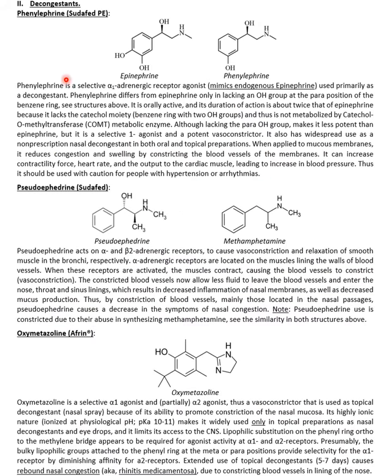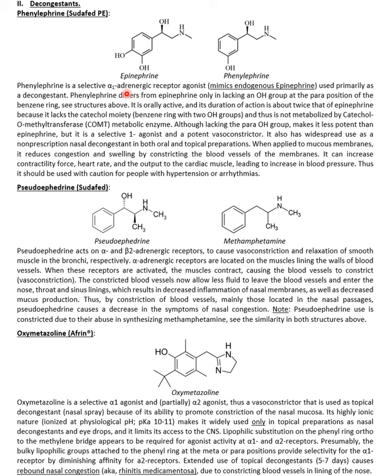Okay, so the second class of drugs used for nasal congestion and inflammation are the decongestants. Decongestants, they work through the activation of the alpha receptor, mainly the alpha-1 receptor. They cause the vasoconstriction, leading to inhibiting the release of the plasma fluids into the nasal sinuses, and thus reduces the congestion.